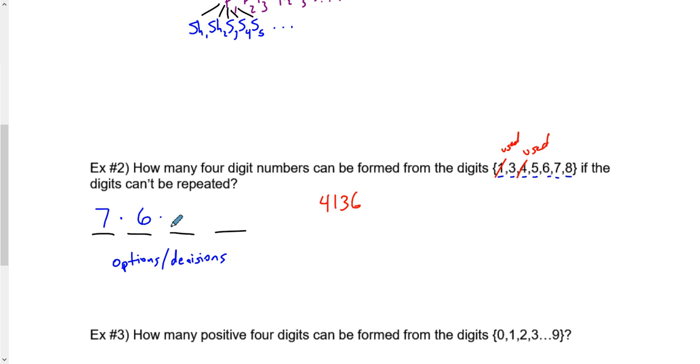Well, now we have 1, 2, 3, 4, 5. And continue on, then we'd have 4. So that's just one of the options that we have, the 4,136. But that's not all of the total, because 7 times 6 times 5 times 4 is 840. So there would be 840 numbers that would only use the digits 1, 3, 4, 5, 6, 7, 8, and the digits aren't repeated.